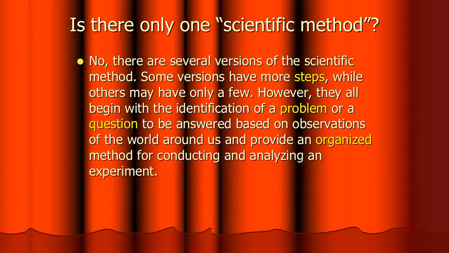And you might ask, well, is there only one scientific method? Well, no, there are a lot of different scientific methods. There are several versions of the scientific method. Some versions have more steps, while others may have only a few steps. However, they all begin with the identification of a problem or a question to be answered based on observations of the world around us, and provide an organized method for conducting and analyzing an experiment.